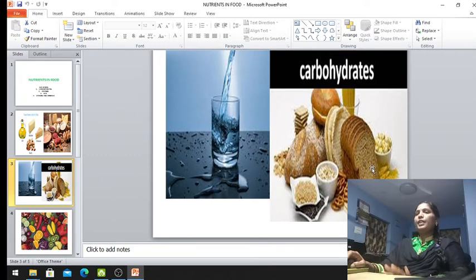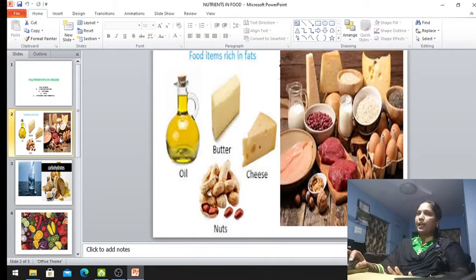Why do we need food actually? We need food to get energy, right? And why do we need energy? We need energy to do our work. Yes, so carbohydrates are giving us energy. That's why carbohydrates are called energy giving foods. At the same time, proteins are known as body building foods because they help us to build our body.